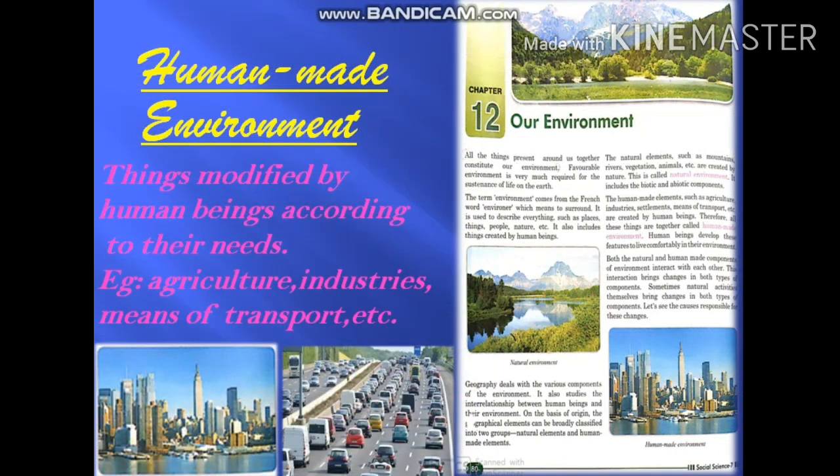Then human-made elements. You are very familiar with it, am I right? Human-made elements are the things modified by the human beings according to the needs. It consists of industries, settlements, means of transport, agriculture, etc.